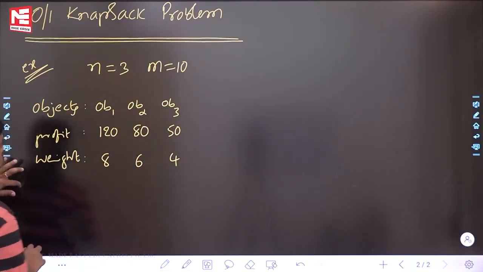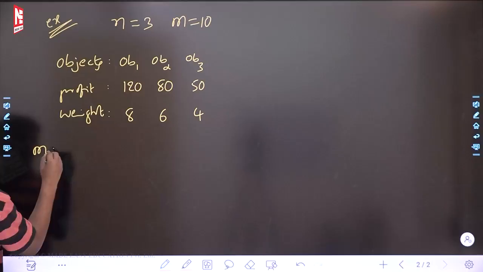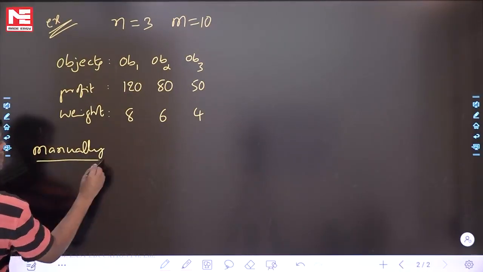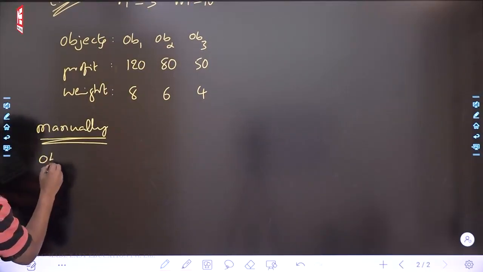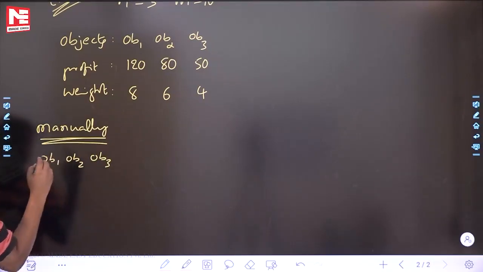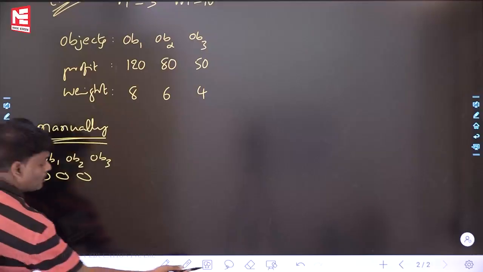See this example, one small example. To solve this problem, I am doing it manually. How many objects? Three objects: object 1, object 2, object 3. So let's see this one. All three objects, don't take all.